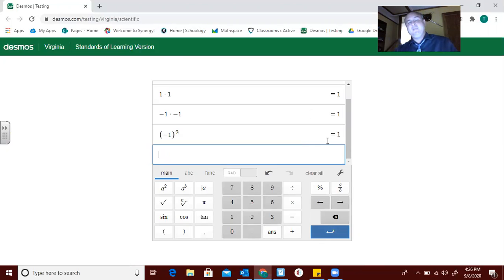And see, it does. Key when you're squaring a negative, make sure you put parentheses around it, or else that negative's going to stay on the outside, and it's just going to square the 1, and then you end up with a -1, which would be incorrect.